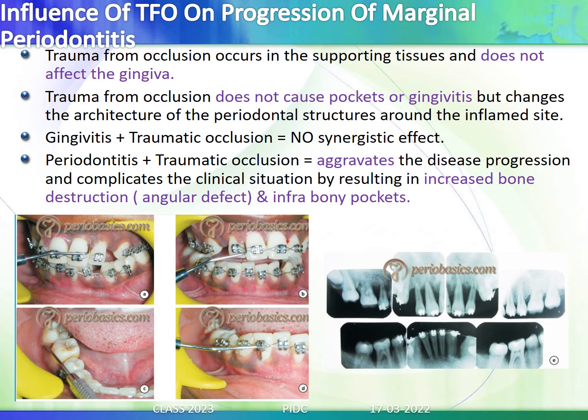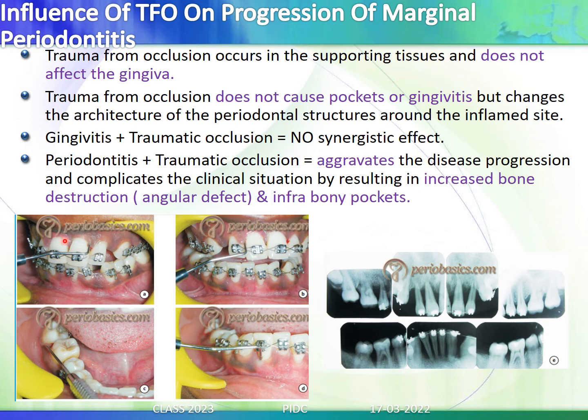So as I told you, the influence of trauma from occlusion on the progression of marginal periodontitis. Be very clear with the concept that trauma from occlusion in no way affects the gingiva, but it occurs only in the supporting tissues. Trauma from occlusion does not cause pockets or gingivitis, but changes the architecture of the periodontal structures around the inflamed site.